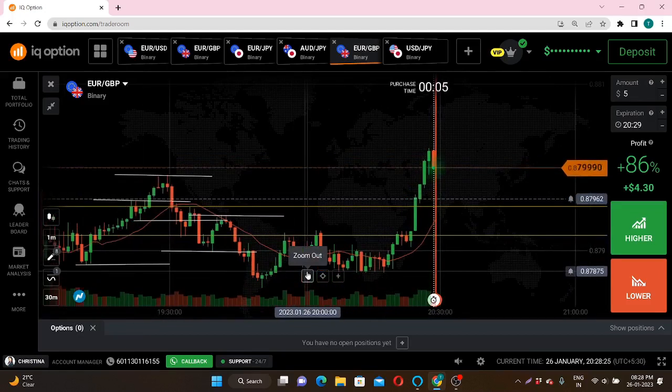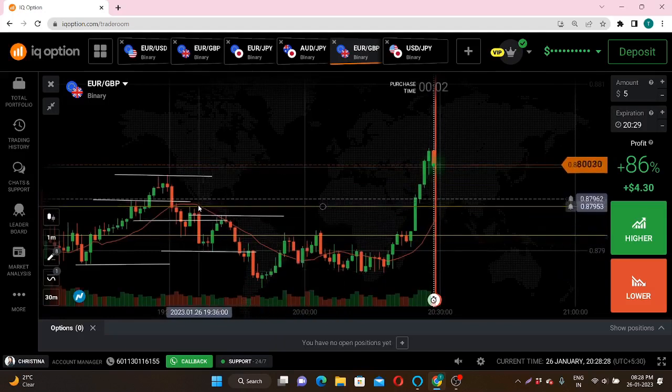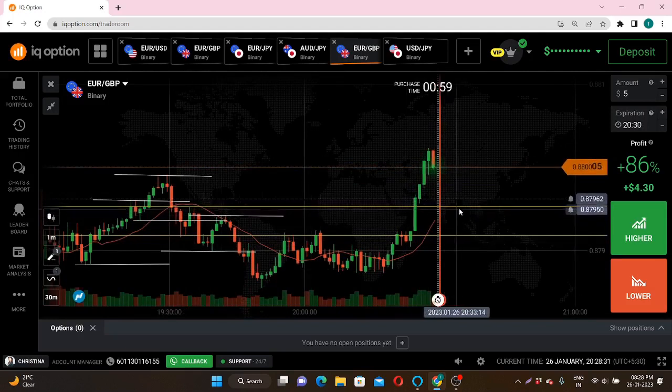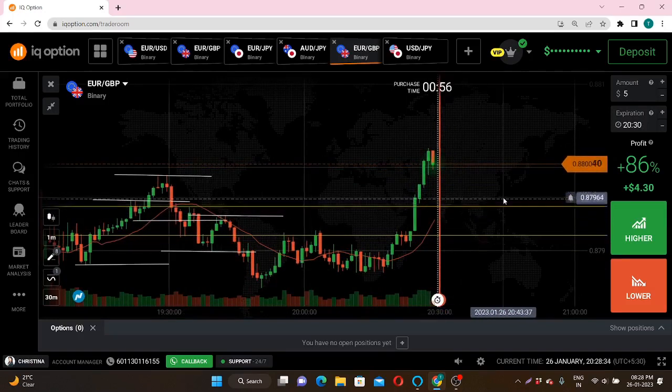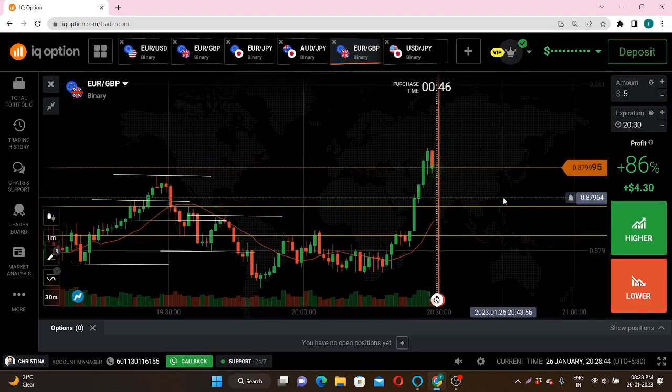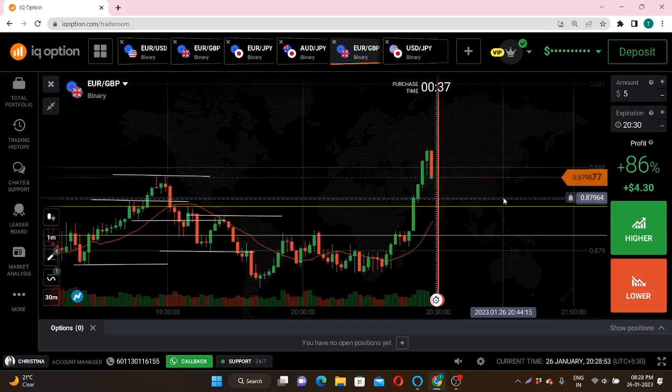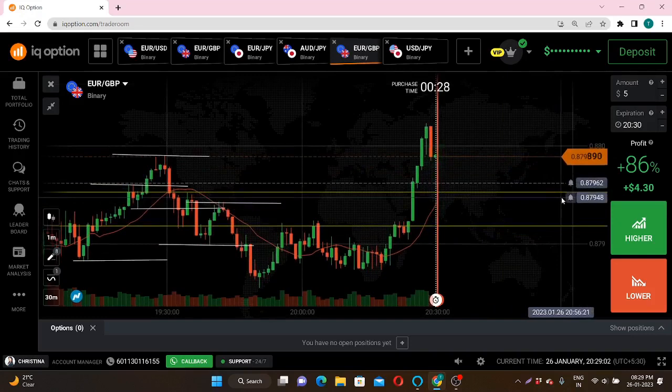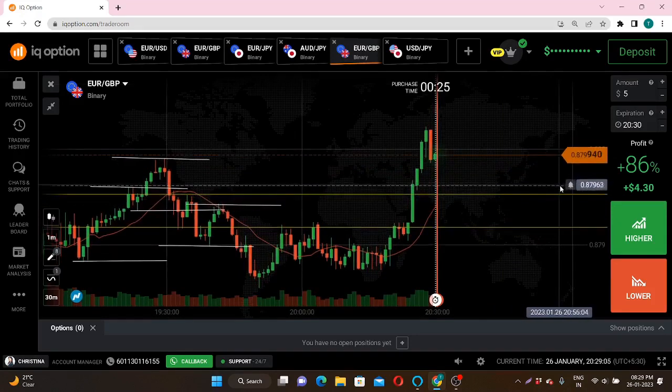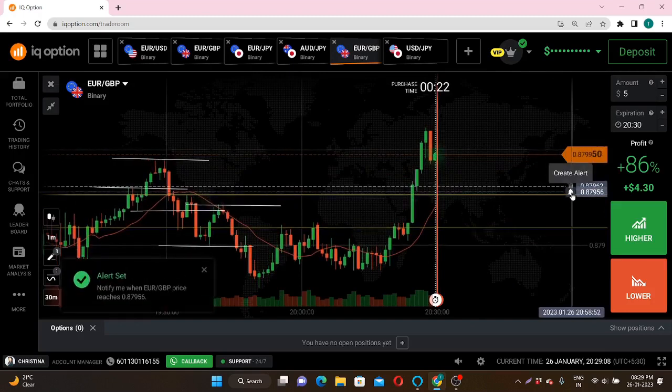Here the point is this high. This high is not supported. So we are waiting. When the market comes here, we will take a call for this. So I will wait until the market touches here. One touch is already over. I'm waiting for the second touch.